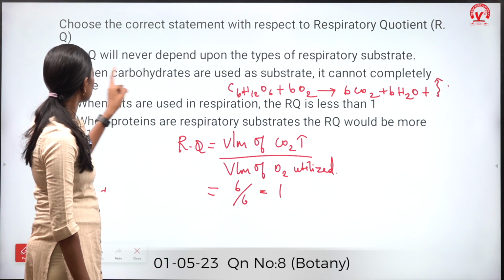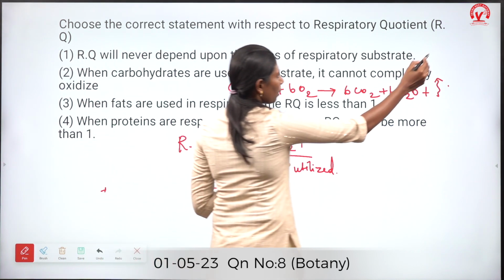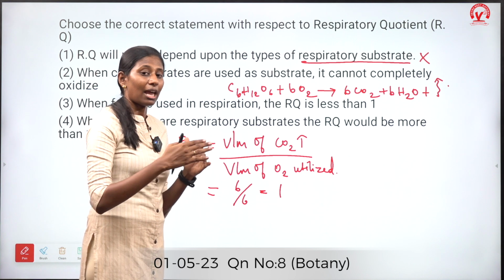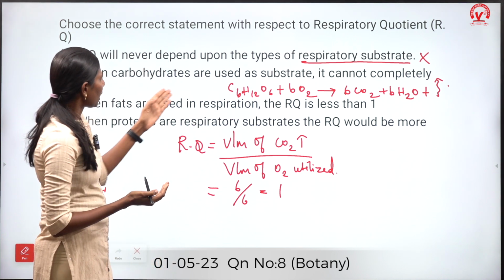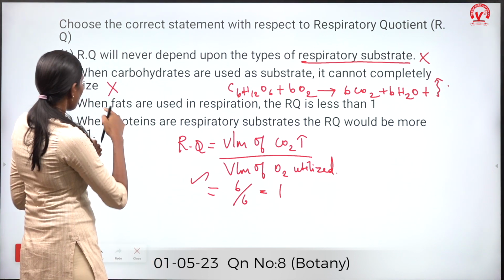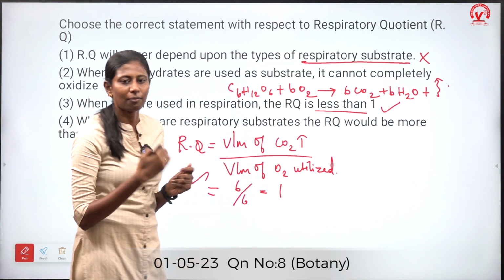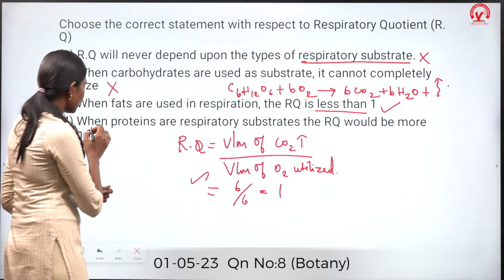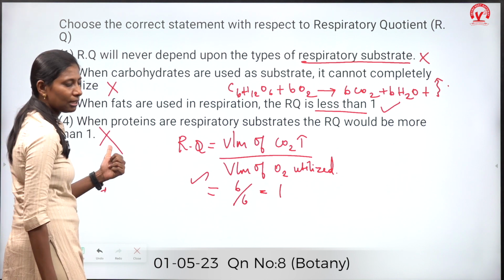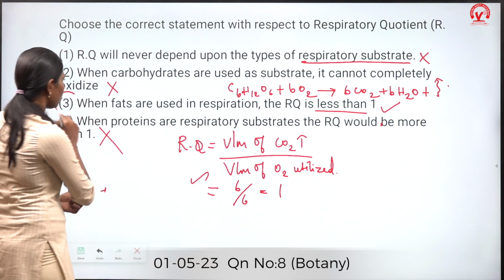It is completely oxidized. Oxidized means broken down. So let's consider the statements. The respiratory quotient will never depend upon the type of respiratory substrate. Is it so? No. It depends upon the respiratory substrate; according to the substrate, the value will differ. When carbohydrates are used as a substrate, they cannot be completely oxidized. No, they can be completely oxidized. When fats are used in respiration, the respiratory quotient is less than 1. Yes, for fats and proteins the value is always less than 1. When proteins are the respiratory substrate, the respiratory quotient would be more than 1. No, we have already seen that the value for fat and protein is always less than 1. So here the answer is option 3.